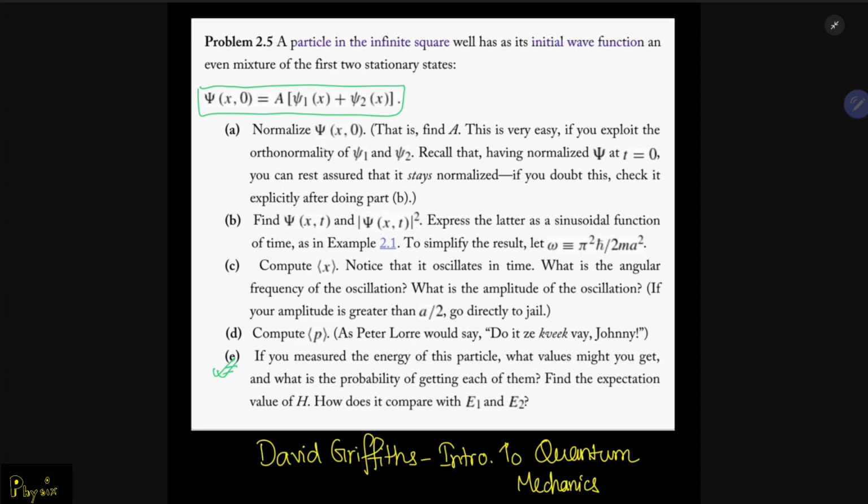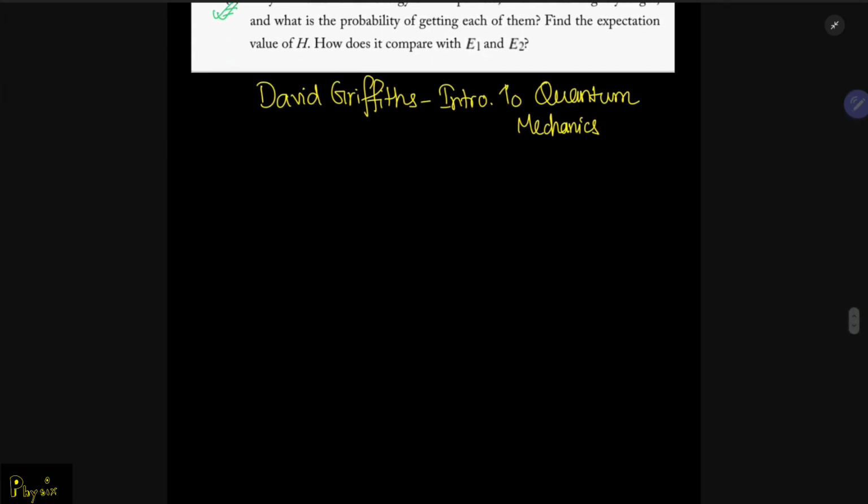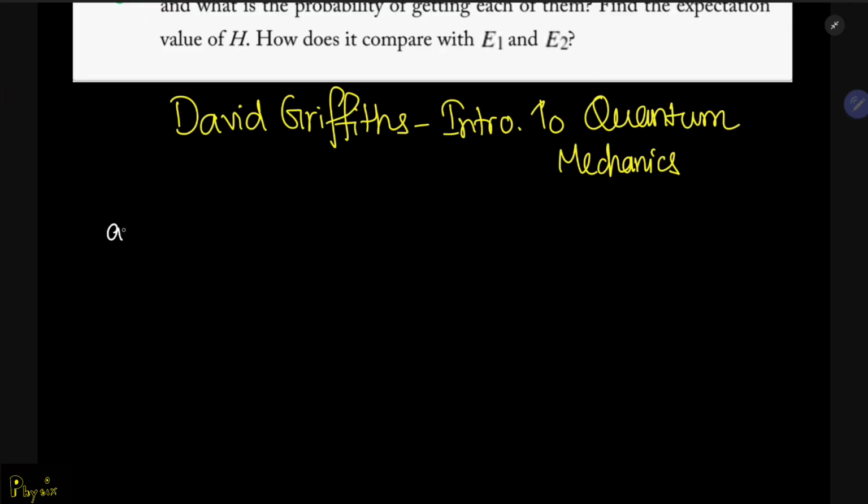The problem number 1 says that you need to normalize the wave function, basically find what A is. And the rest of the information just tells you that you can exploit the orthonormality of the stationary states, which are psi 1 and psi 2, and this would help you out. So let's begin. For part A, we need to normalize our wave function, normalize psi.